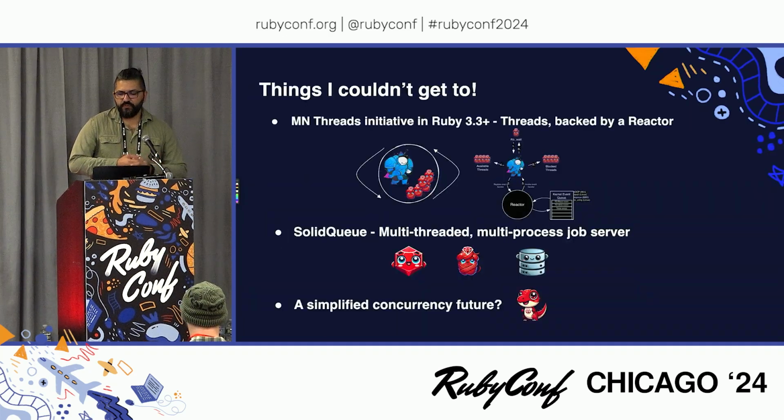There were things I didn't get to because I think all of our heads would explode if I tried to do that, but basically there's an M:N thread initiative in Ruby 3.3. It's threads essentially backed by Reactors, which I think is a really cool initiative, and it is actually available to use under a flag, so you could try it out today. SolidQueue, which is a server you've probably heard of, is a multi-threaded and multi-process job server, which is really nice. And then just ideas for a simplified concurrency feature, but maybe that could be a future talk of some kind.